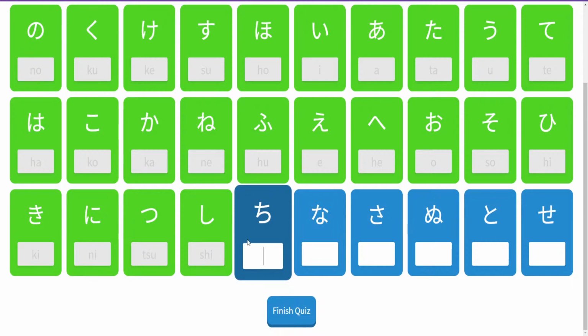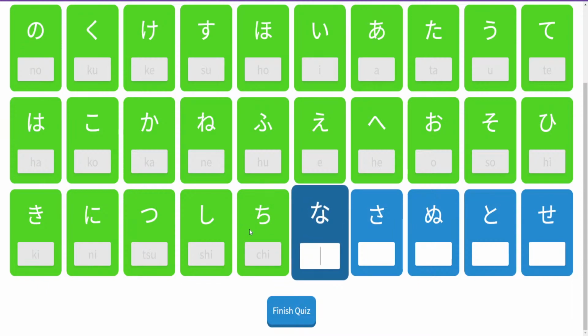Now this Kana is one of someone who is screaming with their mouth open because they just bit their cheek. They bit their cheek. Good job, good job. Screaming man. That's right, it is chi.